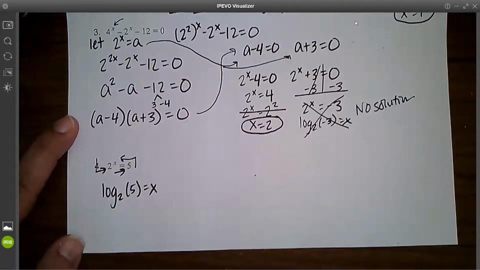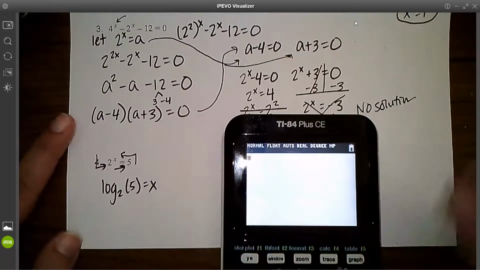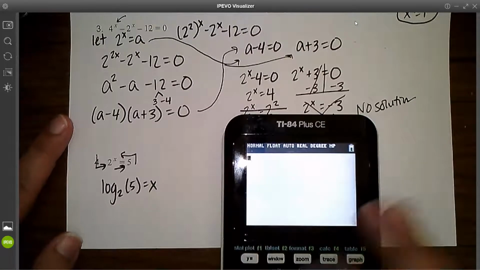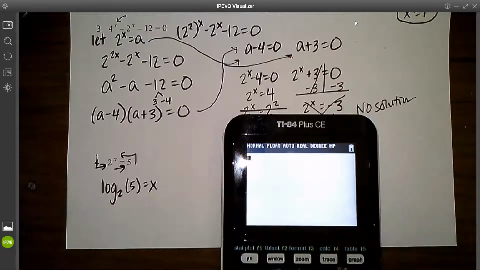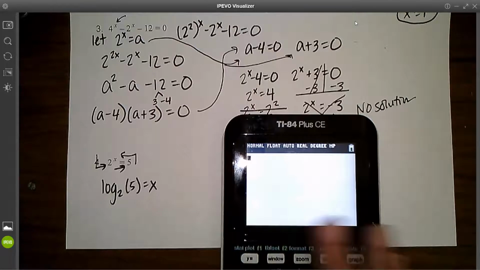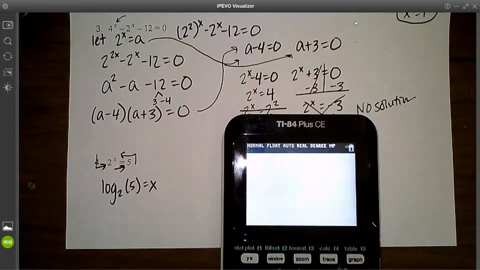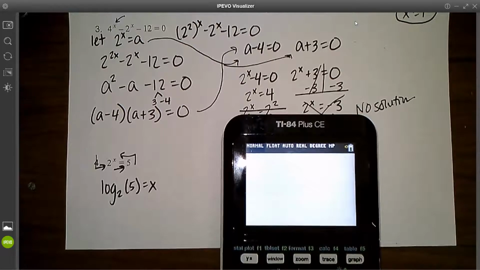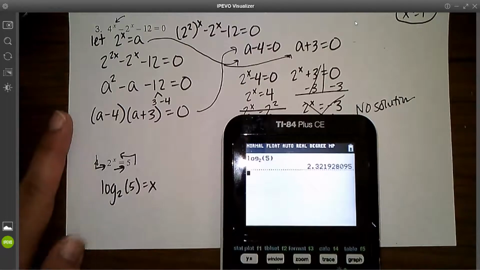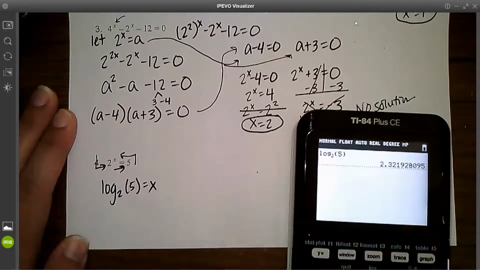And when you do this, typically if it doesn't change bases, it'll give you a decimal. So you'll have to round. You can either use the change of base formula, which remember would be the common log of 5 divided by the common log of 2. And typically we round to 2 or 3 decimal places. It just depends on what it asks of you. I'm just going to take this one to 3, 2.322.